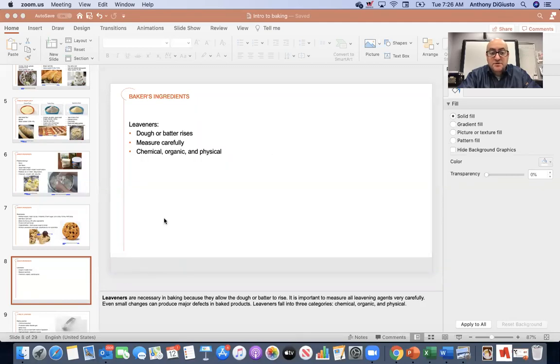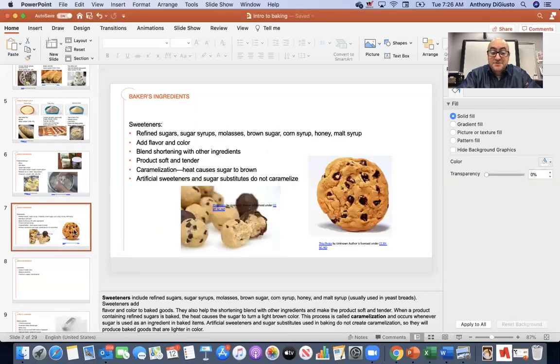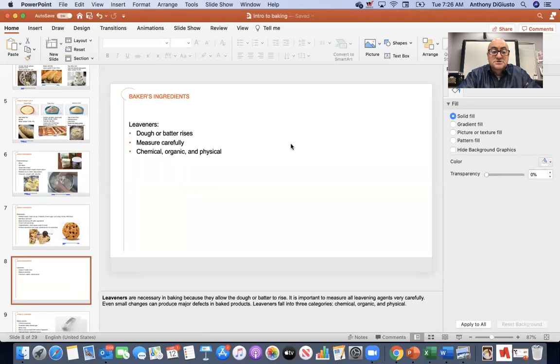Okay, so yesterday we left off with this slide with different types of sweeteners and how they work. So today we're going to keep going to different types of leaveners, and by leaveners, it just means leavened, to rise pretty much. Dough or batter rises. So if you're making a bread dough or cake batter, waffle batter, whatever, all those can rise. You have to be very specific with measurements.